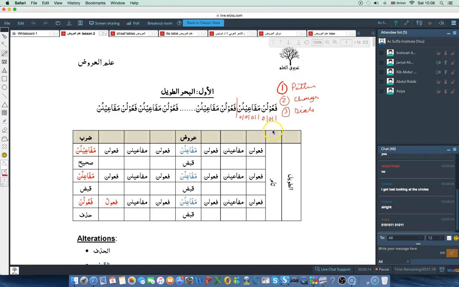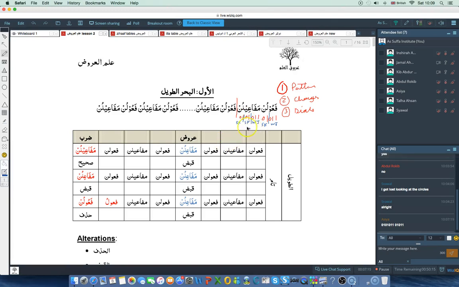Now we're going to look at how this is broken down further, into those things we said before. Fa'u is broken down into what we call sabab, watad, majmu'. So that's watad majmu', WJ. And 10 is sabab khafif, SK. Then mafa'ilun: mafa is watad majmu', and ilun is broken down into sabab khafif and sabab khafif. This is important to remember.